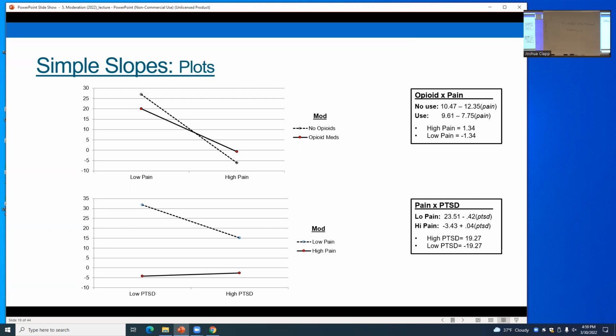And again, this is kind of an arbitrary thing where we say high and low. You'll see here for high and low levels of pain, it's always just a standard deviation above and below, and this just ends up being helpful for what's standard in the field.